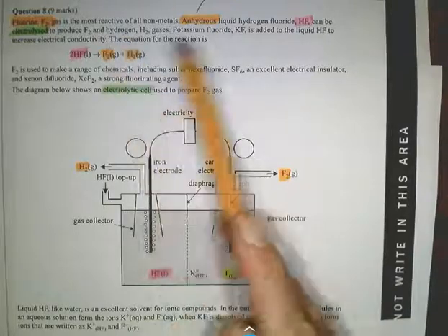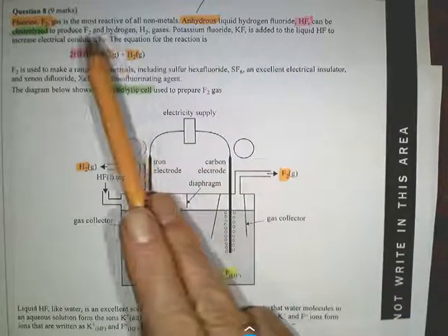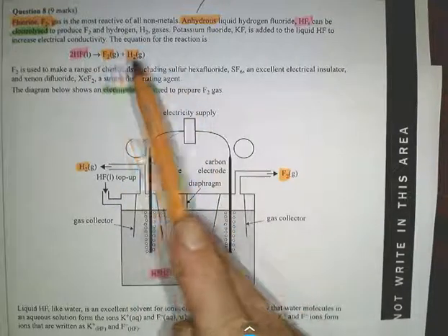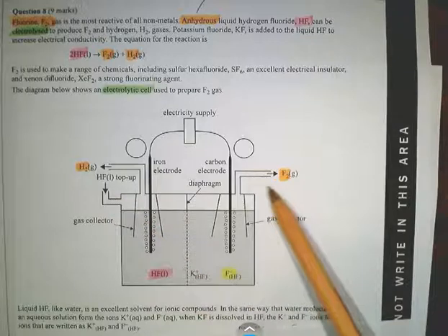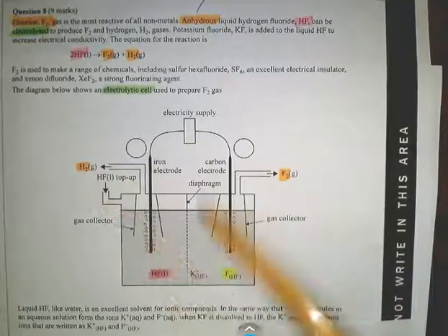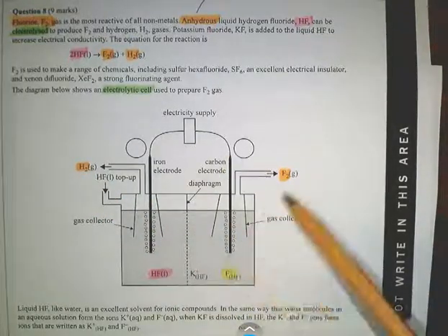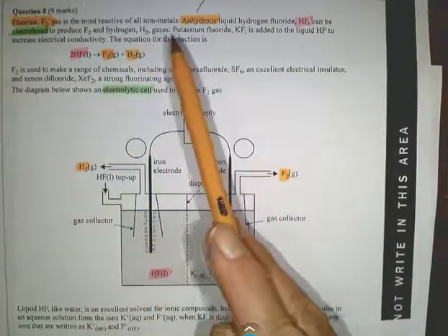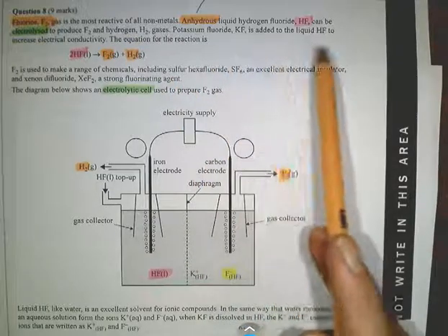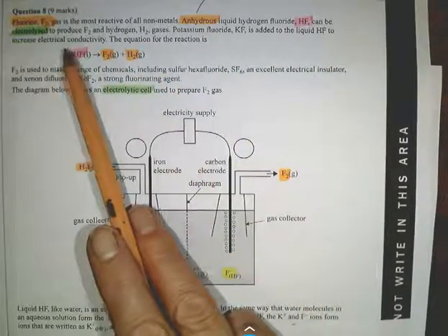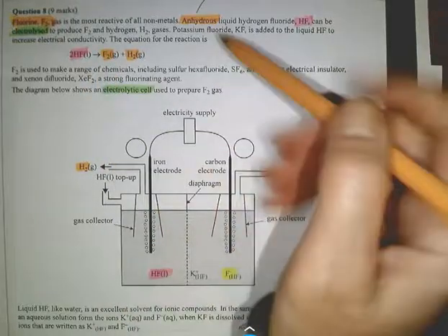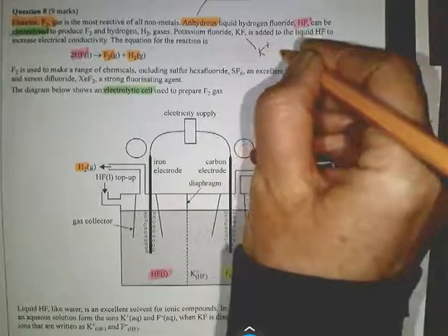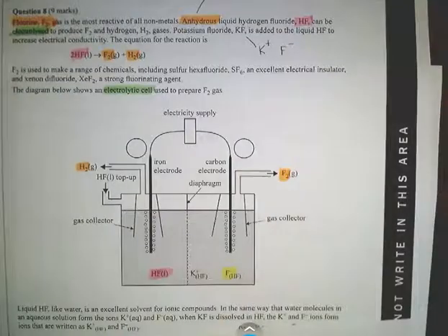Alright, so this solution can be electrolyzed to produce fluorine and hydrogen gas. So these are our reactants and our products, and there's no water. Potassium fluoride is added to the liquid hydrogen fluoride to increase electrical conductivity. So in order for it to increase electrical conductivity, it must become ions to help in electrical conductivity.